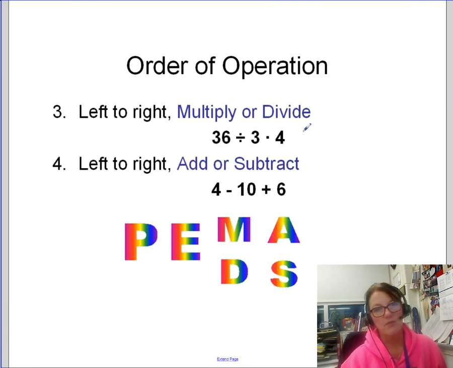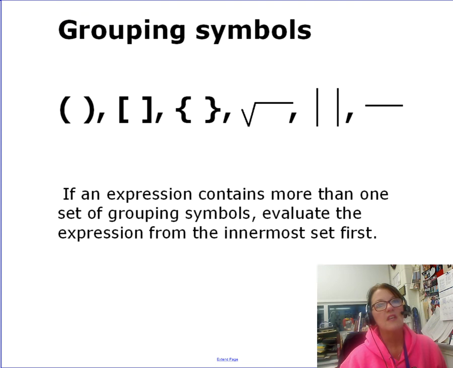You have multiplying and dividing left to right, which means sometimes you're going to divide first, like here, divide first, then multiply. Following that is adding and subtracting left to right. So let's just do a few examples that take into consideration some of these more complicated problems. Again, watch out for these grouping symbols.